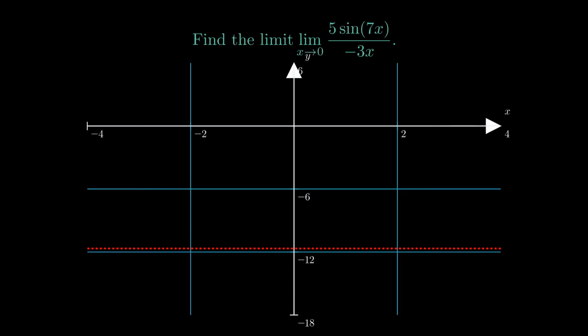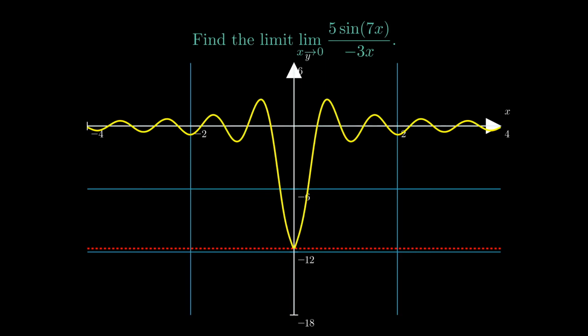Again, as x approaches 0, we see the function approaches minus 35/3.